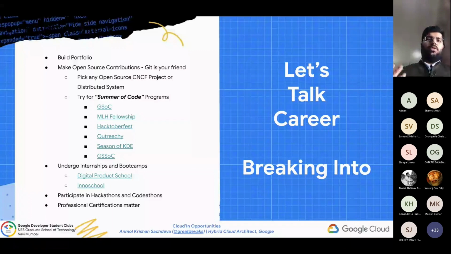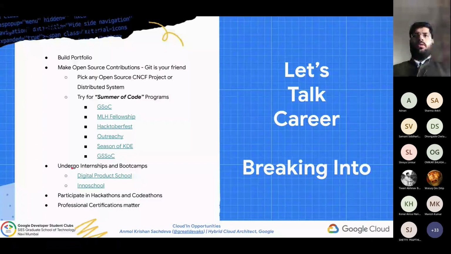You will be making contributions. You will be exercising your open source contribution aspect there, and you will be actually contributing to the community, because of which you will be building a strong portfolio for yourself. Then you should be aiming at undergoing some internships and boot camps.